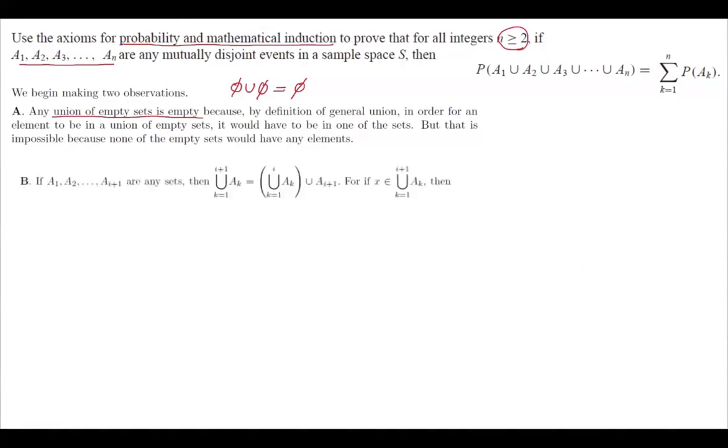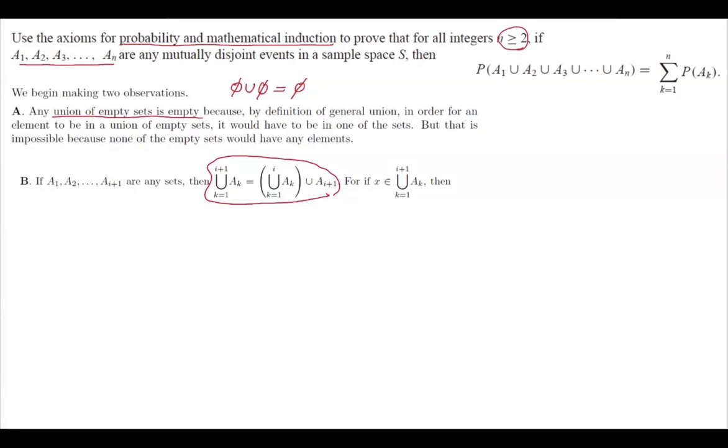If A1, A2, A3, up to A sub i plus 1 are any sets, then we can show that these two sets are equal to each other. The union of A sub k, k from 1 to i plus 1, can be written as the union of A sub k, k from 1 to i, union with the last set, which is A sub i plus 1. How do we show that?